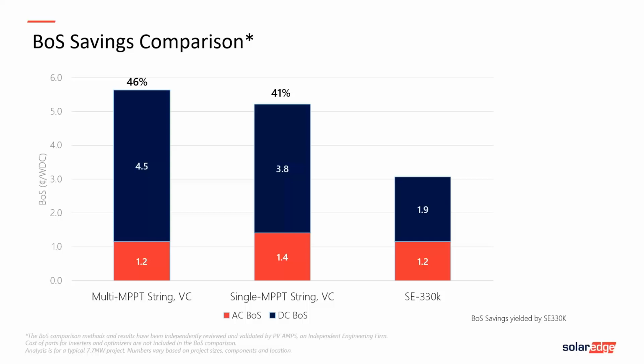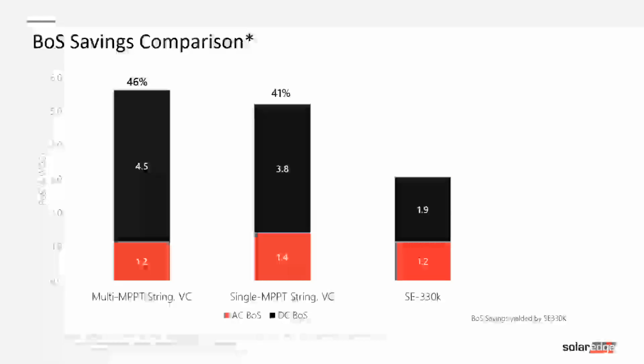It's a typical BOS comparison. This was done for a 7.7 megawatt project. What this shows you is the average BOS savings when you use SolarEdge on projects. You can see that we save anywhere between 41 to 46%, again, depending on the system size. And we will be happy to run one of these for you or your installers if you have any questions.